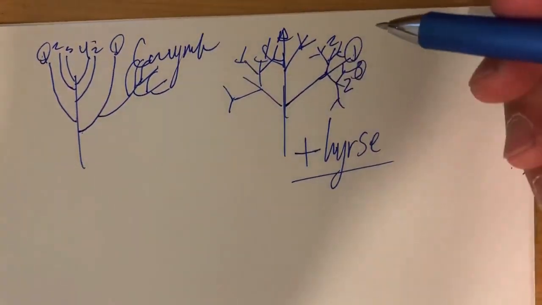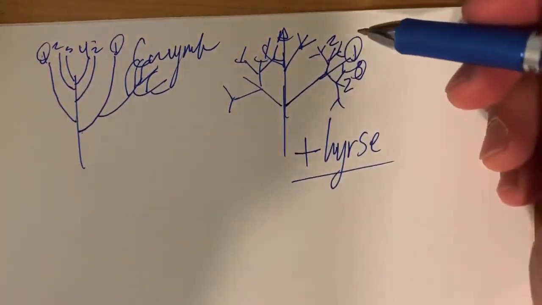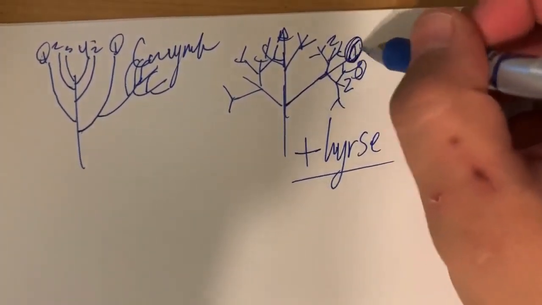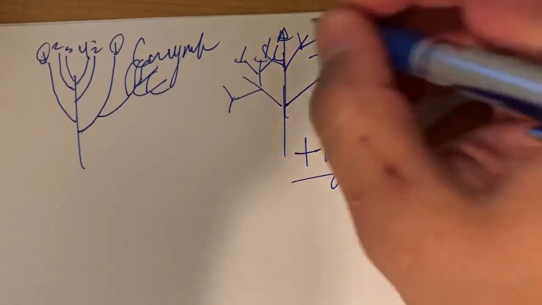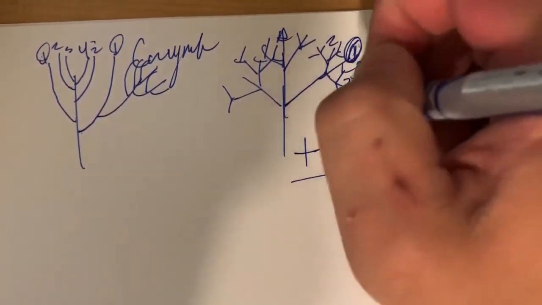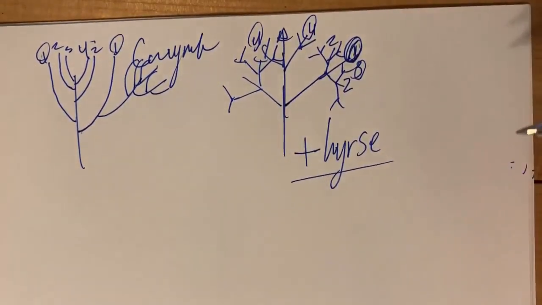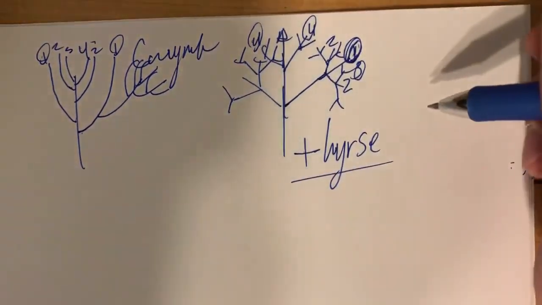But this is why you can call this an indeterminate inflorescence, because these flowers are happening down lower first. And maybe these are 1, 2, 3, maybe this is 4 and 4, if that makes any sense. But this is just another inflorescence arrangement called a cyme.